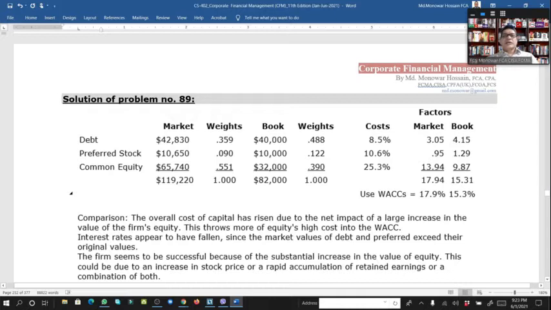After calculating, the market total here comes to 17.94. And in the same way for the book value, if we multiply 0.488 with the 8.5, then we'll get 4.15. So this way calculating, we get 15.31. So the weighted average cost of capital here comes to 17.9%, adding this 3, and also 15.3% for the book value.